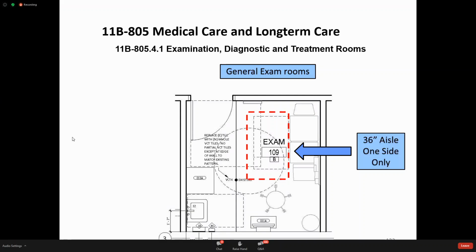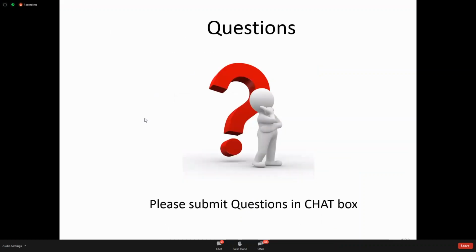So, hold on a second. This is going back to the waiting room. It took a little while for the question to come in. Can the 36-inch by 48-inch clear space in the waiting area overlap with the 36-inch path of travel aisle between chairs?